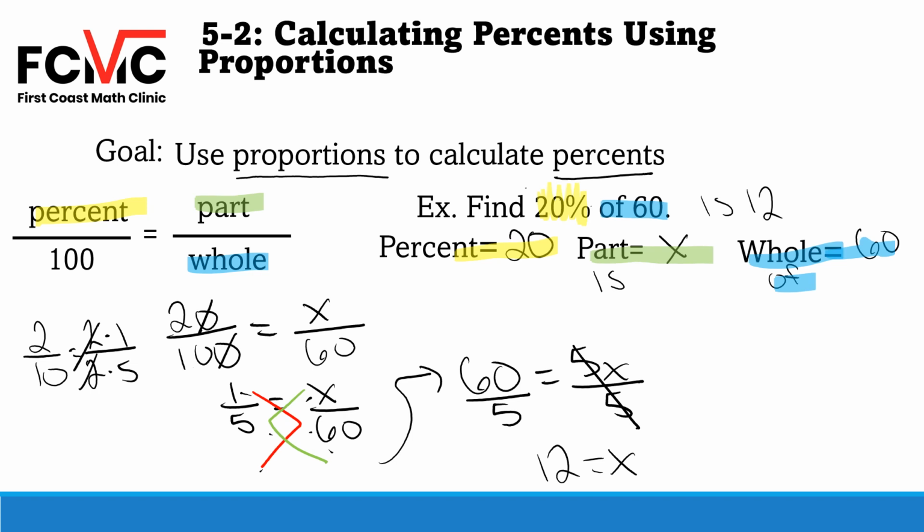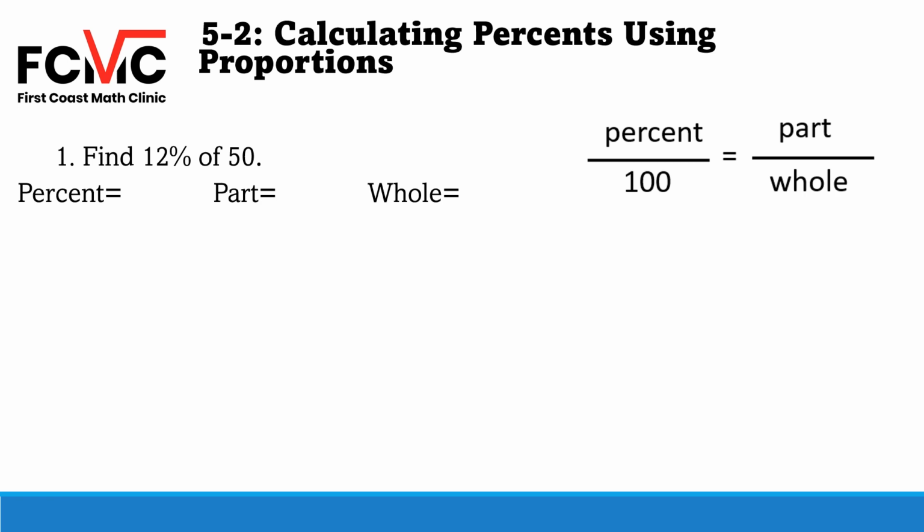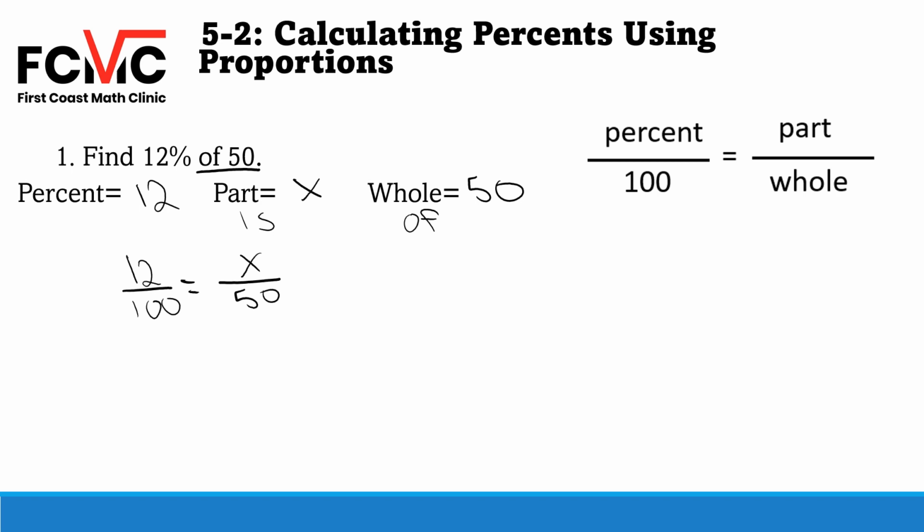All right, let's do some more examples where we use proportions to calculate percents. So number 1, find 12% of 50. Our percent is going to be 12. Our part, remember we're looking for is. We don't have any is here, so that's going to be x. Our whole, we're looking for of. Well, we have of 50, so that's going to be 50. So we'll have 12 out of 100 equals our part x out of 50.